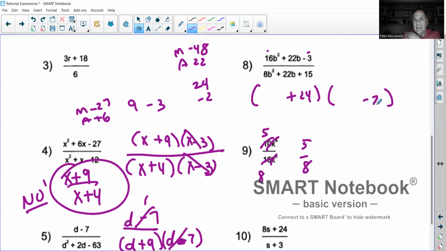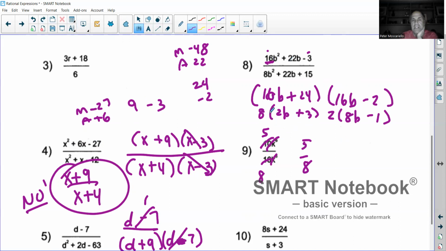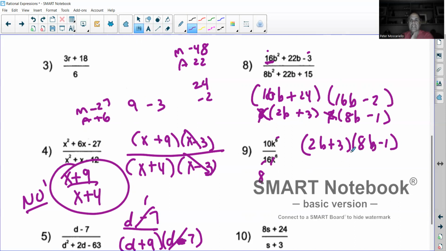Minus 2. And remember with Magic Fiotio, we repeat the 16b. And then you factor it out, throw it out. I can factor out an 8, 2b plus 3. I can factor out a 2, 8b minus 1. And we throw them out. So my numerator becomes 2b plus 3, 8b minus 1. Let me just double check, make sure that's right. 16, 24. Yeah, it is.